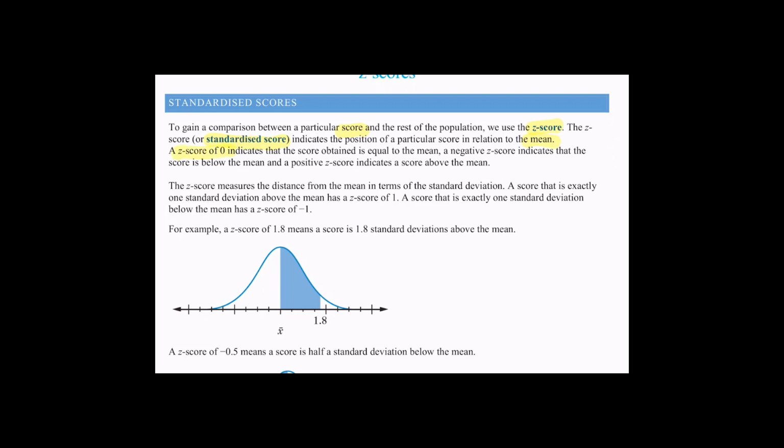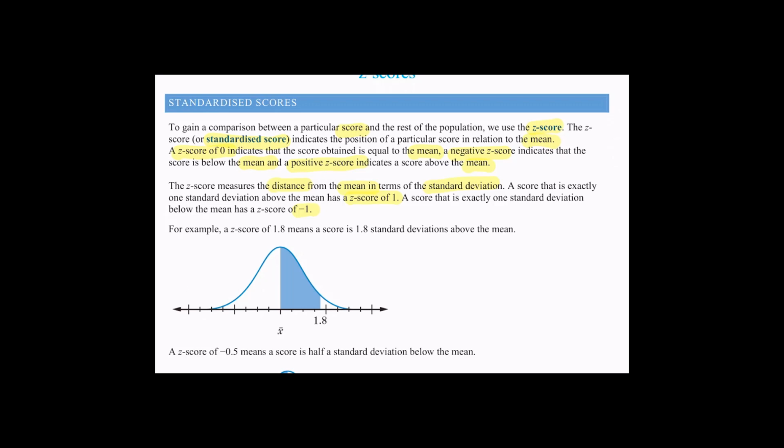A Z-score of 0 indicates that the score or the mark you obtained is equal to the mean. A negative Z-score indicates that the score is below the mean, and a positive Z-score indicates that your mark is above the mean. The Z-score really is just measuring the distance your score is from the mean in terms of a standard deviation. A score that is exactly one standard deviation above the mean has a Z-score of 1, and a score that is exactly one standard deviation below the mean has a Z-score of -1.